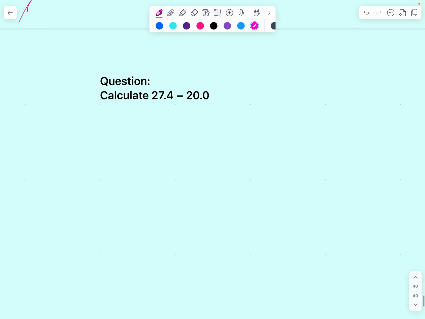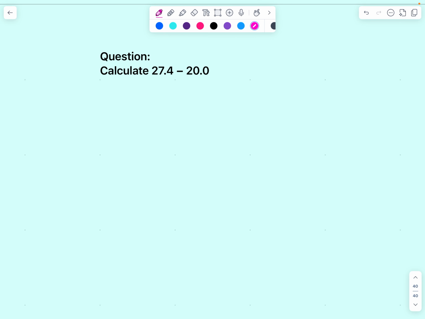Okay? So let's try this one. Calculate 27.4 minus 20.0. So for a problem like this, what we want to do is say, okay, which has the least decimal places? 27.4, one number after the decimal point, and then 20.0, one number after the decimal point. So check this out. We want to get an answer with one number after the decimal point. So if I plug this in my calculator, I'm going to get 7.4.